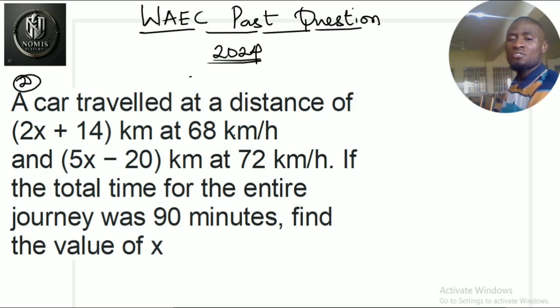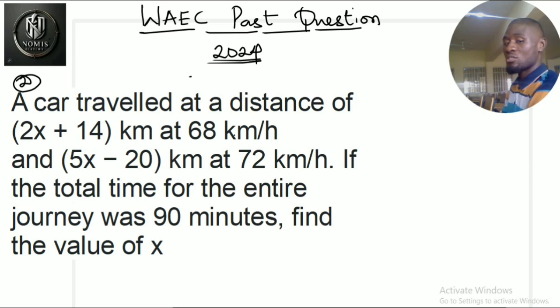A car traveled a distance of 2x plus 14 km at 68 km per hour and 5x minus 20 km at 72 km per hour. If the total time taken for the entire journey was 90 minutes, find the value of x.